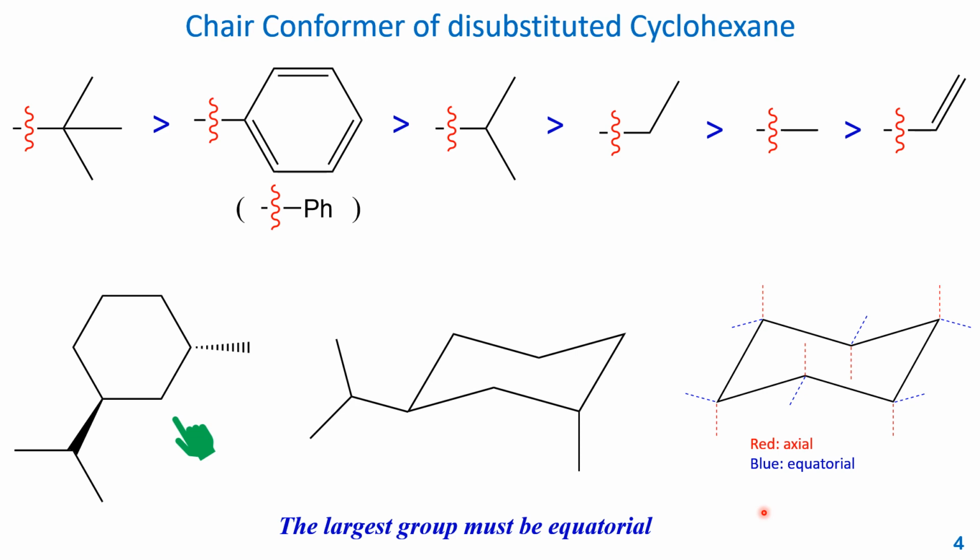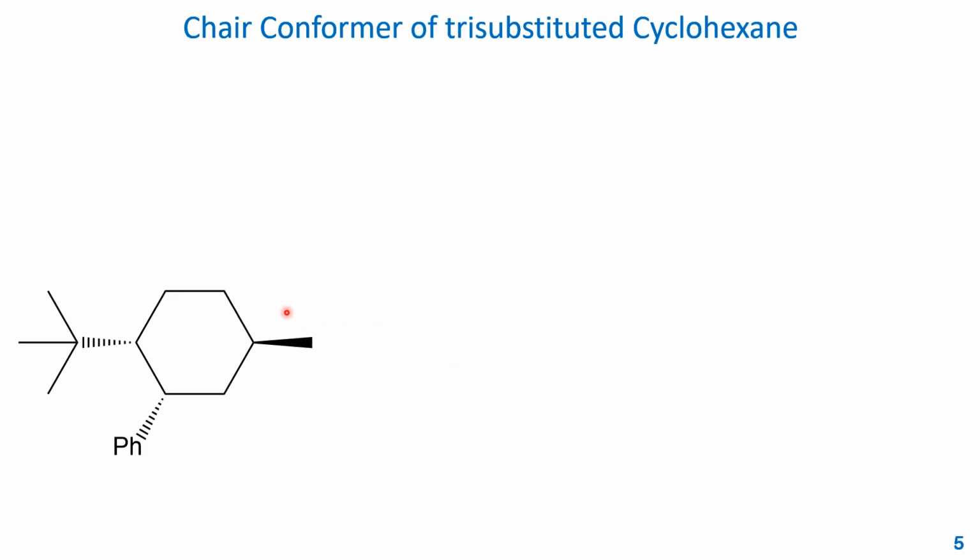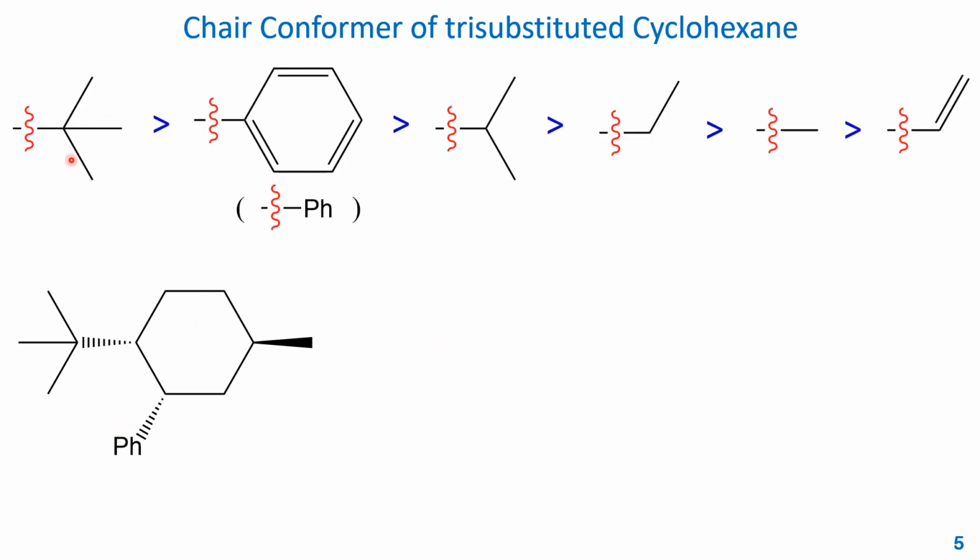What about the tri-substituted cyclohexane? Here we have an example with a T-butyl group, a phenyl group, and a methyl group. This one is down, this one is down, and this one is up. Again, remember the rule: the largest group must be equatorial. So which one is largest? We know the order: T-butyl is largest, phenyl is second, and methyl is the smallest group here.